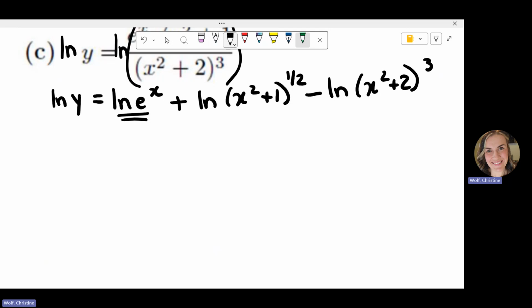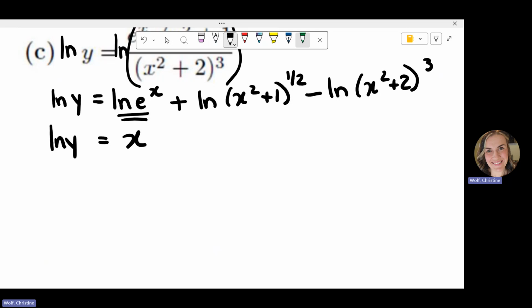So again, I'm not taking the derivative yet. I'm just simplifying. So I know ln of e to the x is always just x. So that's something I can simplify. So ln y equals x.